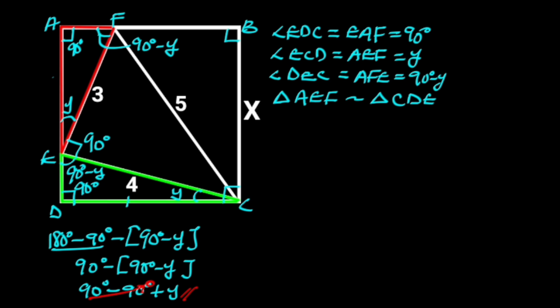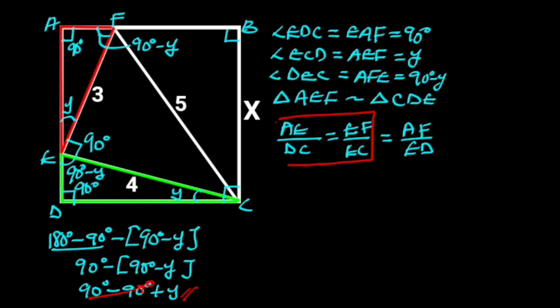With this side proportional to this side, and this side proportional to this side. Since these triangles are proportional, they have the same ratios. If that is the case, we can say that AE over DC is equal to EF over EC, and EF over EC is equal to AF over ED. Going further, we are going to focus on AE over DC is equal to EF over EC.